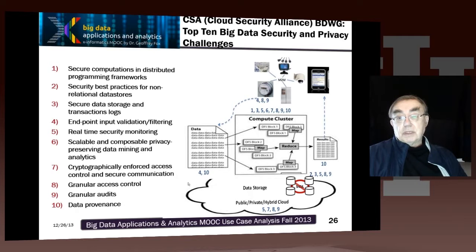So we have here a whole bunch of devices, and here is challenge 4, end-to-end input validation and filtering. So 4 occurs here and here. The compute cluster has a whole bunch of these challenges. 10 is data provenance. That's keeping track of everything that's going on.